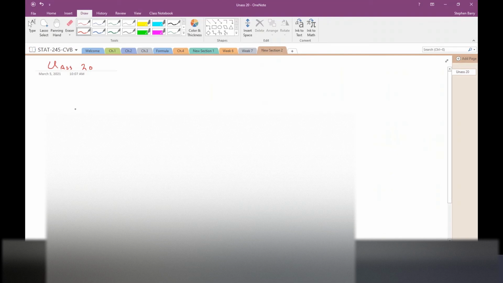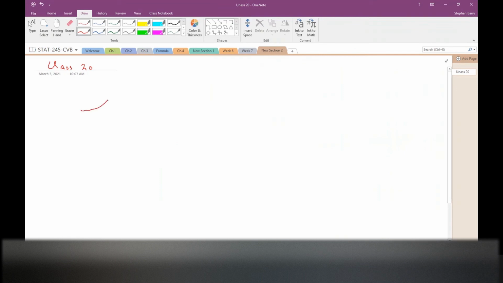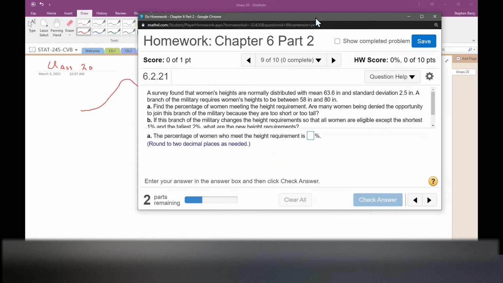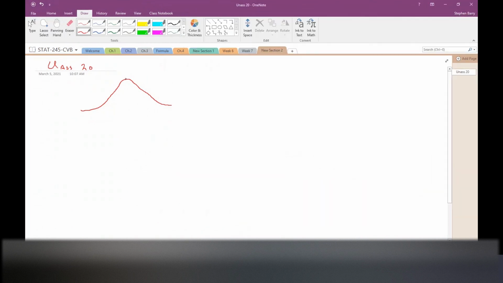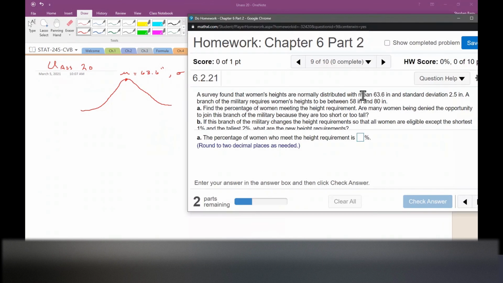All right, so we have a normal distribution. So again, put that graph in there. The average is 63.6 and the standard deviation is 2.5. So you would just label that right in there. You can just go ahead and say, all right, we know it's 63.6 inches, and we know the standard deviation is 2.5. That's usually the first step: just find these numbers and throw them in there.